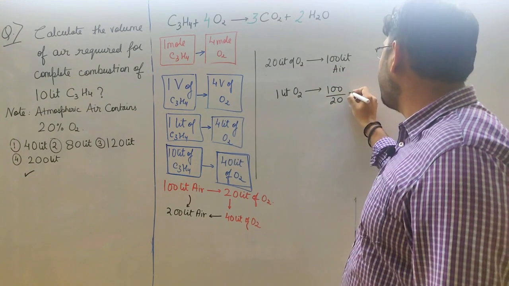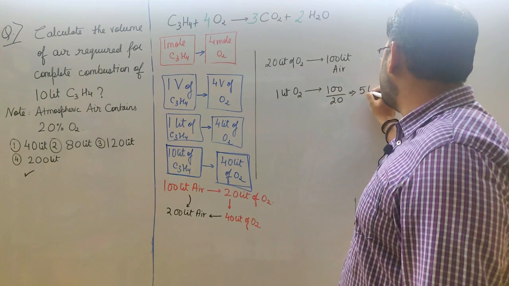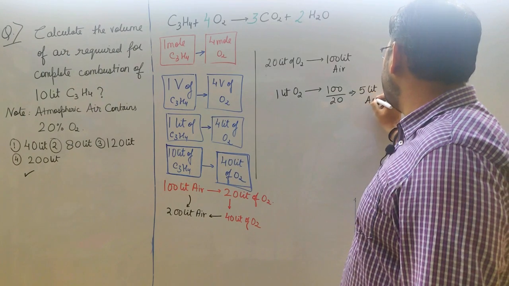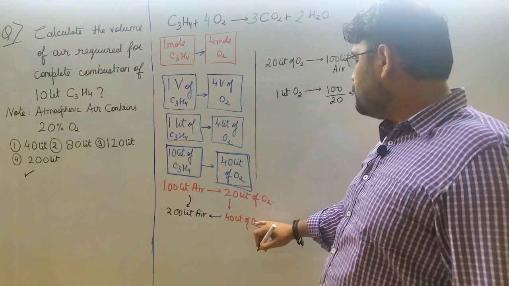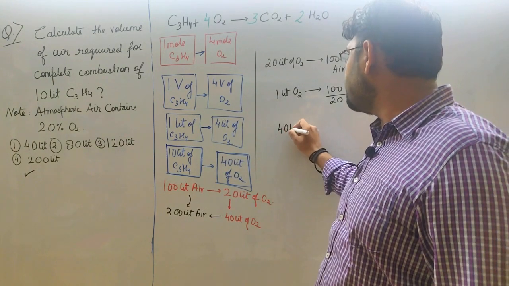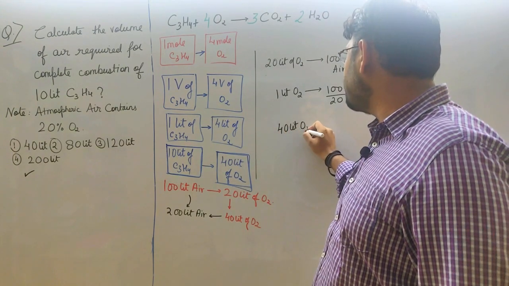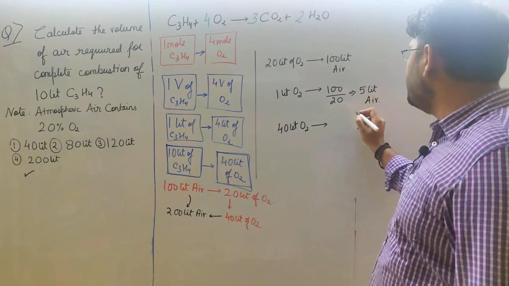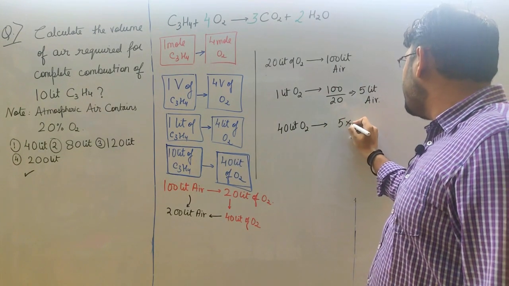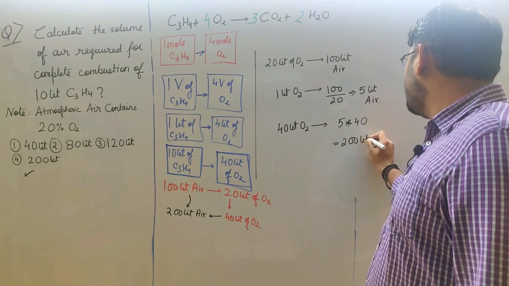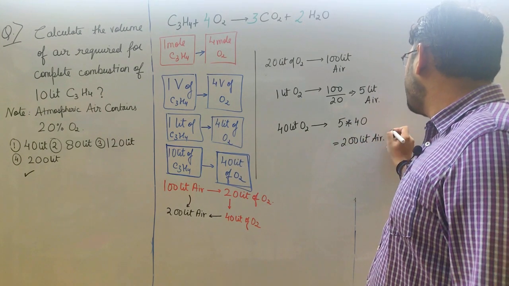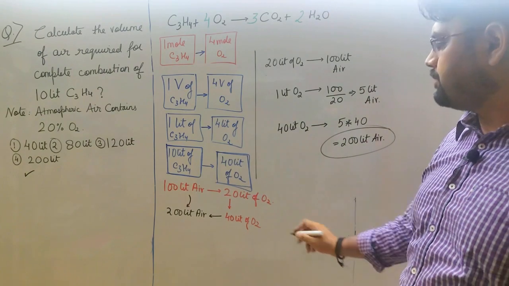That means for 1 liter of oxygen, you require 5 liters of air. So we need 40 liters of oxygen. For 40 liters of oxygen, we need 5 into 40, that is 200 liters of air. So I hope it is also clear.